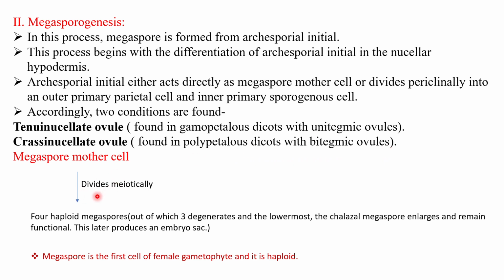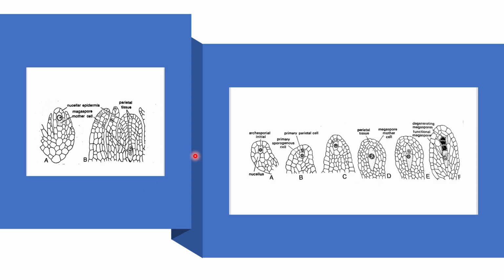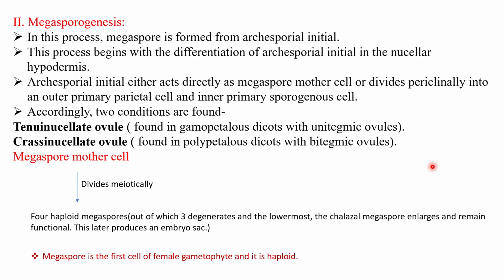Then the megaspore mother cell divides meiotically to form 4 megaspores, which are haploid. Out of these, 3 degenerate, and the lowermost megaspore, present at the chalazal end, acts as the functional megaspore. The megaspore is the first cell of the female gametophyte, and it is haploid because it is formed due to meiosis.